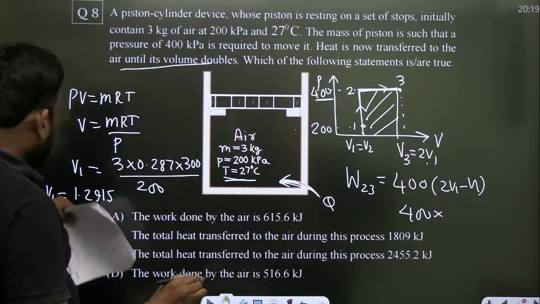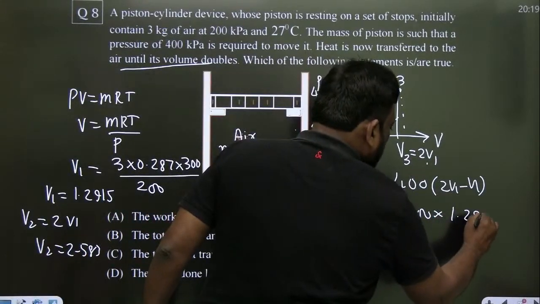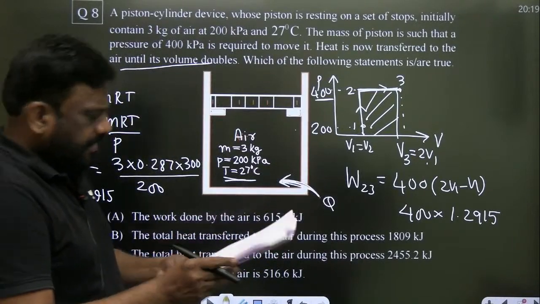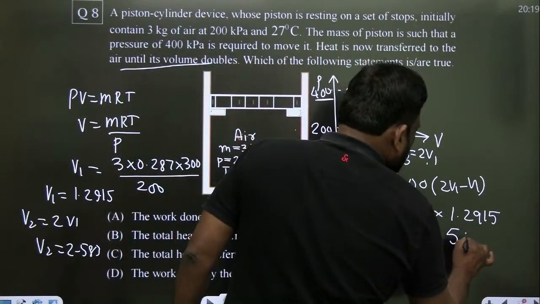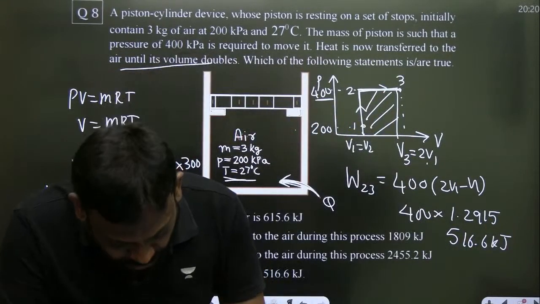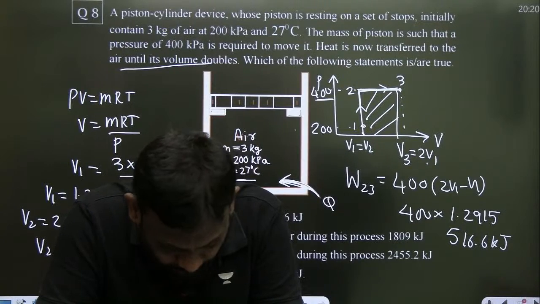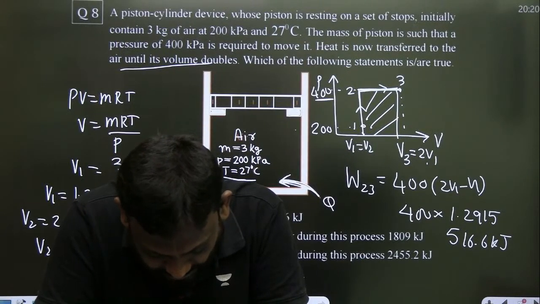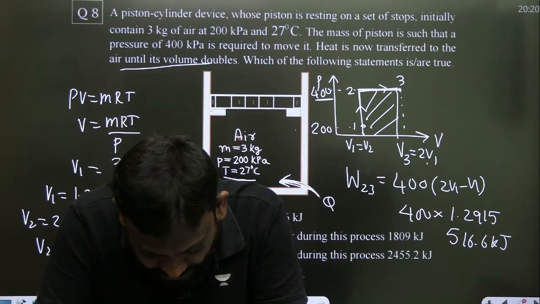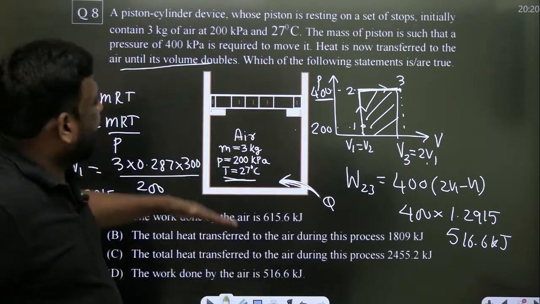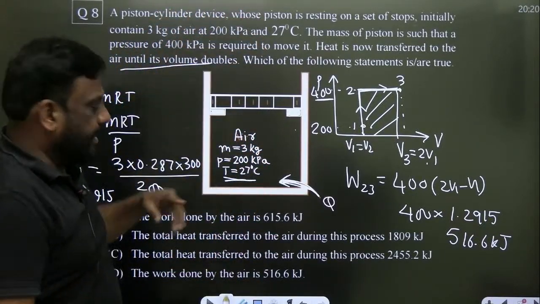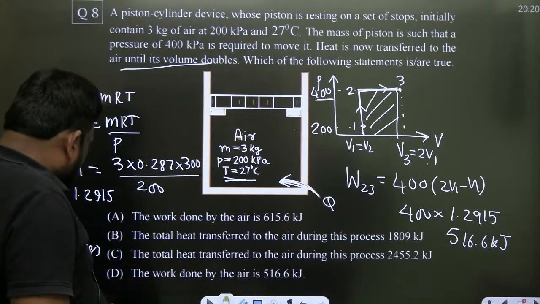What is V1? 1.2915. So how much is this, sir? 516.6. Is it a positive work or negative work? Anyone in the class? It is a positive work, sir. Why is it a positive work, sir? Because the gas is expanding. The gas is expanding, so it is a positive work. 516. So D is correct.